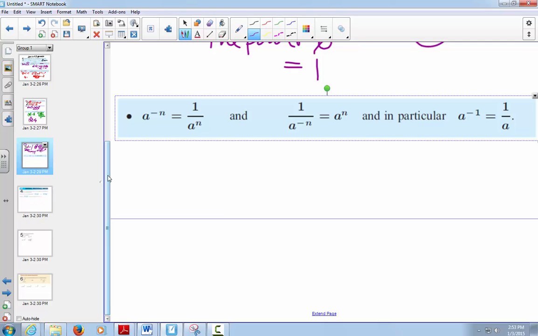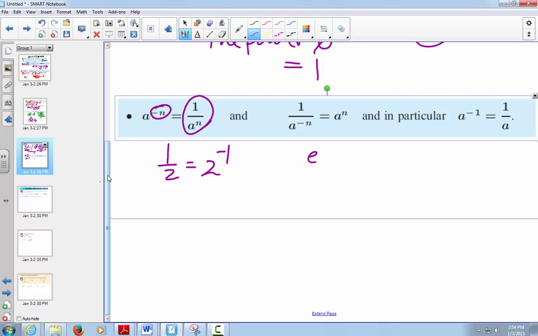And one last law. When we're dividing, we have a to the negative n. This negative n is the same as writing it like this. So 1 half is equal to 2 to the negative 1. It's kind of a confusing little deal, but how do we do this?